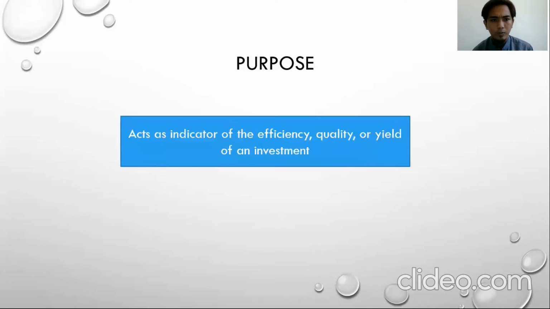The purpose of the internal rate of return is that it acts as an indicator of the efficiency, quality, or yield of an investment. It is different from net present value, which is an indicator of the value of an investment. An investment is then acceptable if its internal rate of return exceeds a predetermined minimum acceptable rate of return of capital.